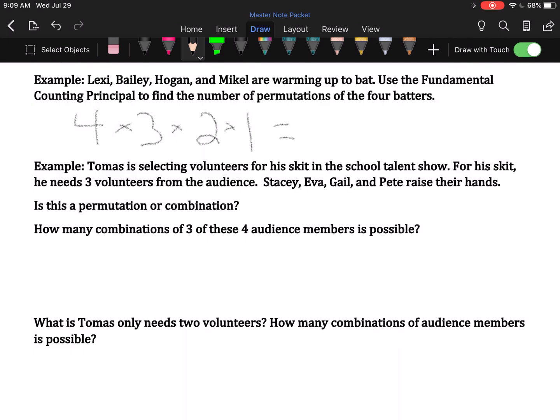So we just have to multiply this through. 4 times 3 is 12. 12 times 2 is 24. 24 times 1 is 24. So there are 24 different ways we could arrange these 4 people.